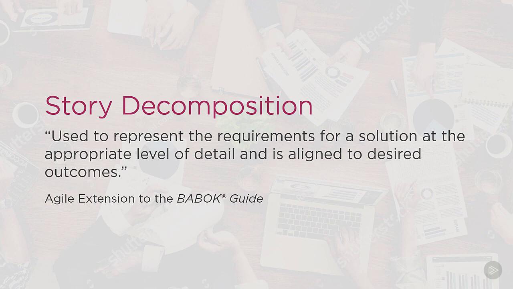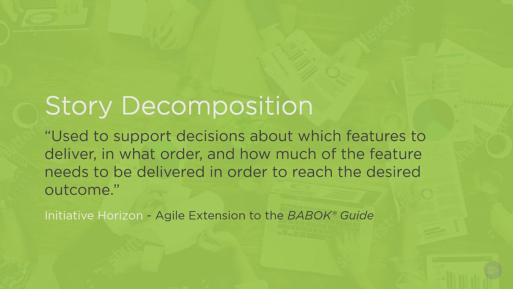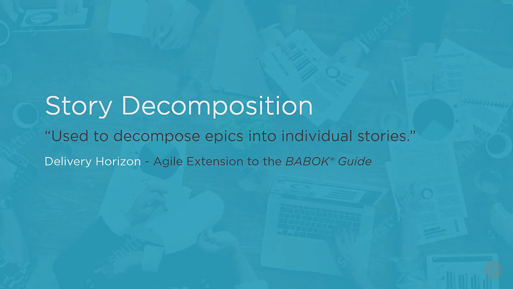At the lowest level to each story, the approach adds acceptance criteria. If we take a look from the initiative horizon perspective, story decomposition is used to support decisions about which features to deliver, in what order, and how much of the feature needs to be delivered in order to reach the desired outcome. On the other hand, story decomposition decomposes epics into individual stories when applied at the delivery horizon.